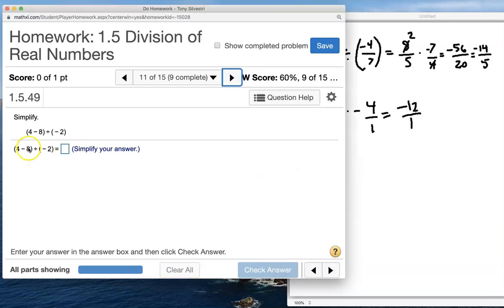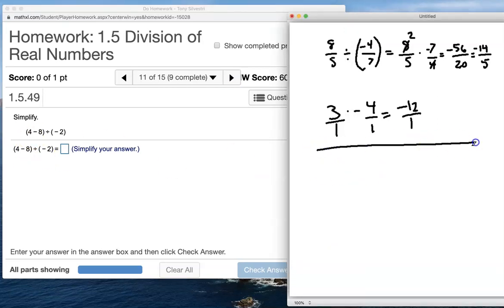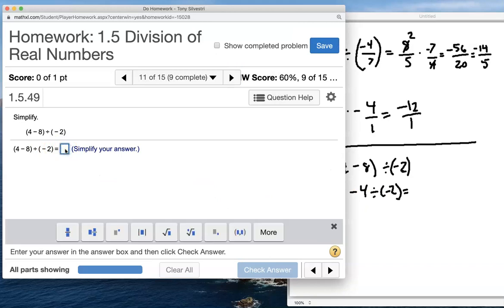So let's see. I got some parentheses, so we got to do the order of operations. Let's write the problem down. It's not cool to have operation signs together, so we put a little set of parentheses there. We got to do what's in the parentheses first. 4 minus 8 is negative 4, divided by negative 2. And you know the answer is going to be positive. 4 divided by 2, the absolute values. You're going to have an answer of 2 for that problem right there.